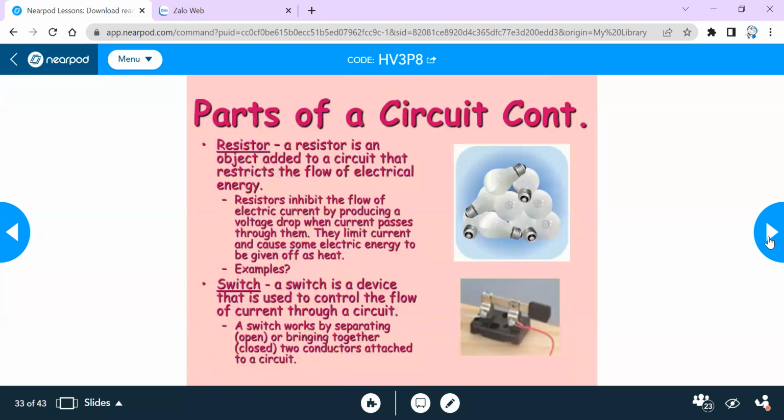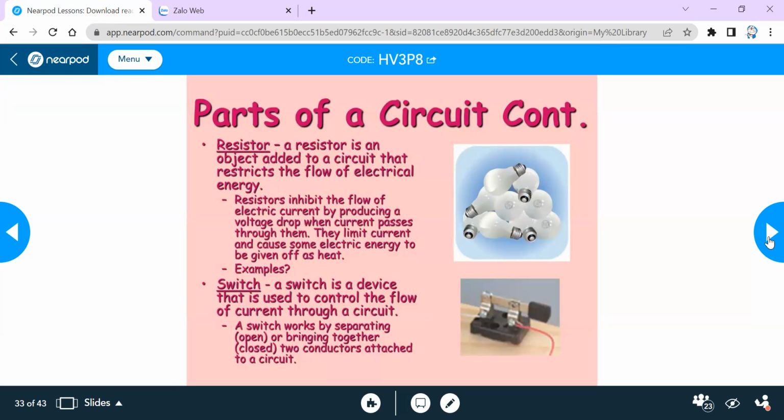We have one thing called a resistor. So what is a resistor? A resistor is an object added to a circuit that restricts the flow of electrical energy. Basically, in short, it slows down or inhibits the flow of electric current by producing a voltage drop when a current passes through it. They limit the current and cause some electrical energy to be given out as heat.